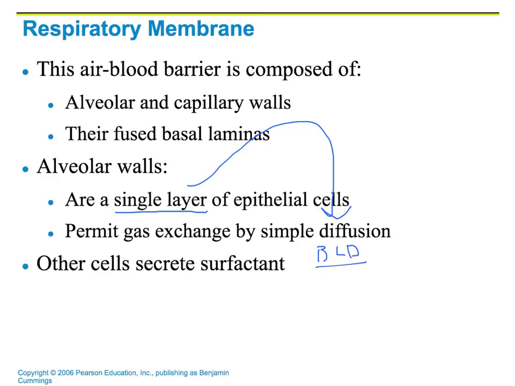And if you recall, the gases move by their concentration gradients passively. Carbon dioxide moves out of the blood and into the lungs to be exhaled, and oxygen moves out of the lungs and into the blood to be delivered to your tissues.